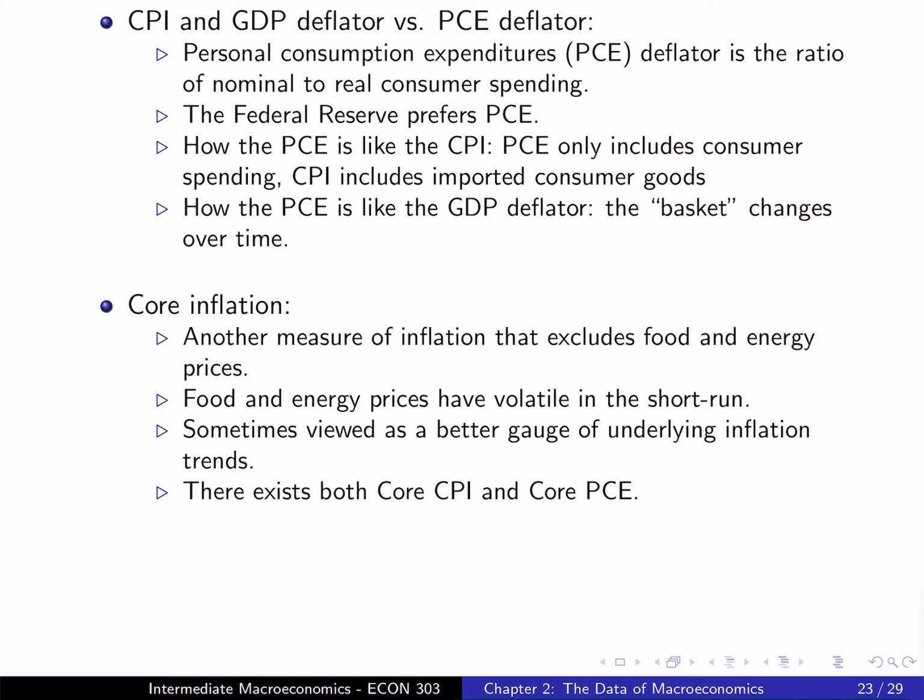Core inflation. It is a measure of inflation that excludes food and energy prices, which tend to be more volatile. Core inflation provides a clearer view of the underlying inflation trend. It is reported in two forms, core CPI and core PCE. These tools help policymakers and economists better assess inflation dynamics in both the short and long run.